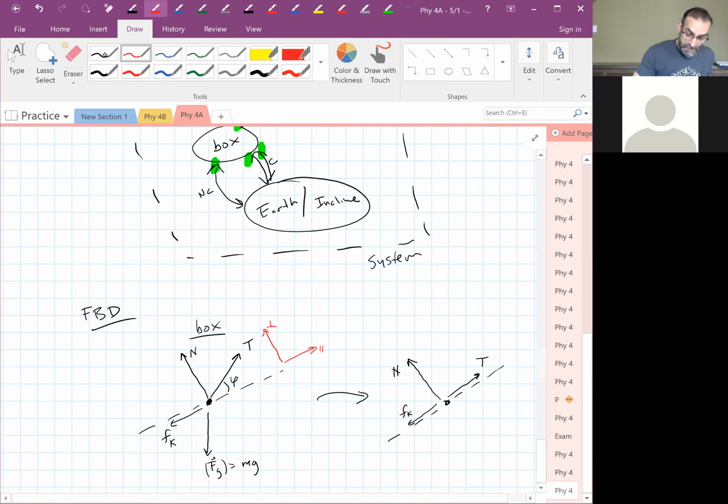So this would be T parallel, and this would be T perpendicular. And we would break up our gravity, F sub g perpendicular, F sub g parallel.